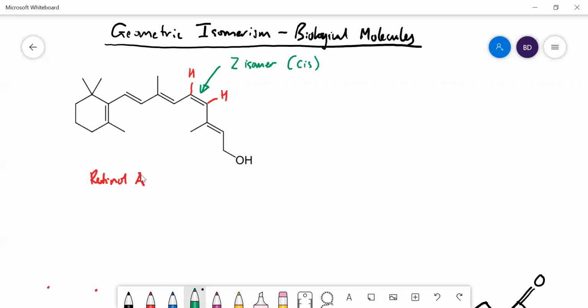Now in your retina, this is attached to a protein, so the alcohol group is attached to a protein. The important thing is that having the molecule in the Z form, you've got a kink in the molecule. So the molecule isn't straight; it's got this kink in it.